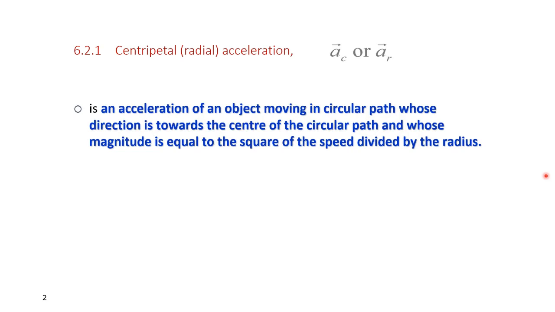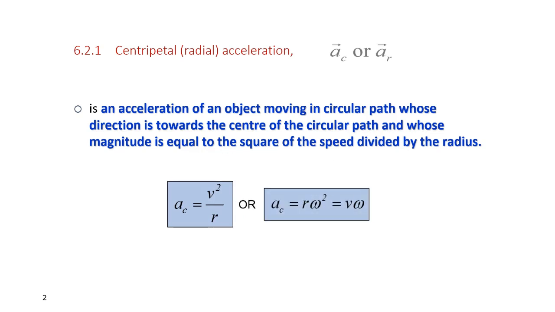For the first one, the centripetal or radial acceleration, we have looked at it in the first part. The symbol for centripetal acceleration is a_c or a_r, which is the acceleration of an object moving in a circular path. The direction is toward the center of the circular path, and the magnitude is equal to the square of the speed divided by the radius. It is given by the formula a_c equals v squared over r, or a_c equals r omega squared, or v omega.